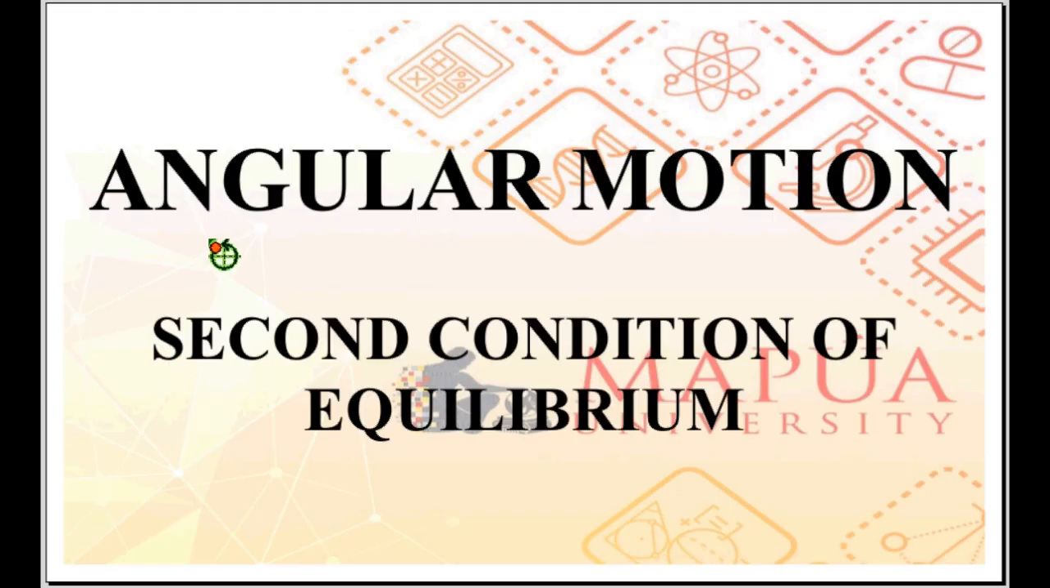Going now to the last part of our discussion on angular motion, after which we'll go over the examples part. We have the second condition of equilibrium. In our discussion on force and motion, in our discussion of motion in a straight line, we had the first condition of equilibrium. That's for motion in a straight line.